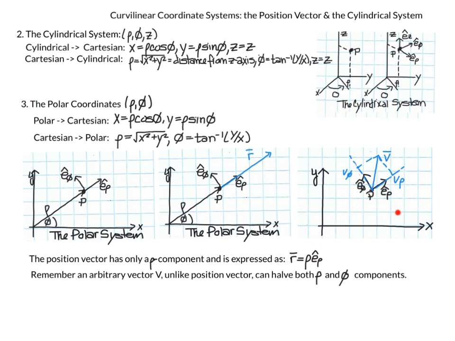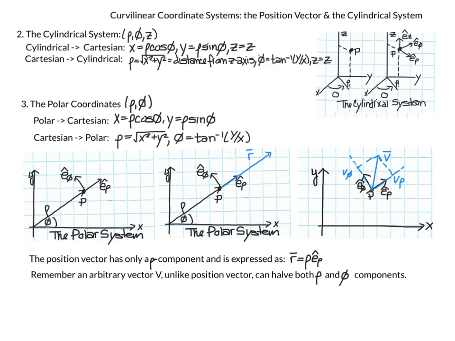And then this last drawing, just to remind you, if you have a vector, you can decompose it into some coordinate times your basis vector in the phi direction, and another coordinate times a basis vector in the rho direction.